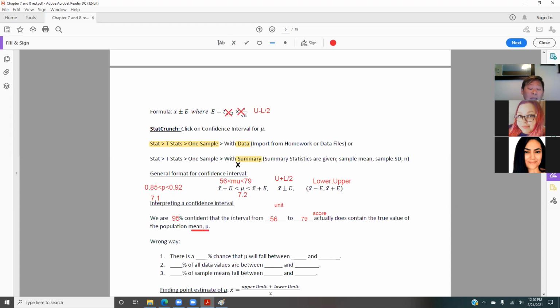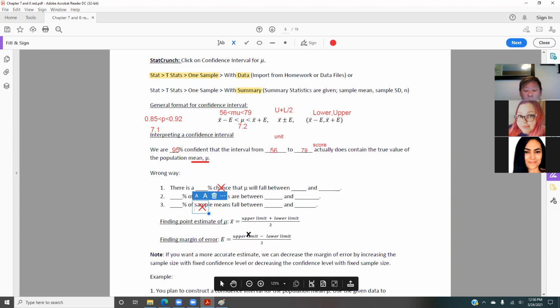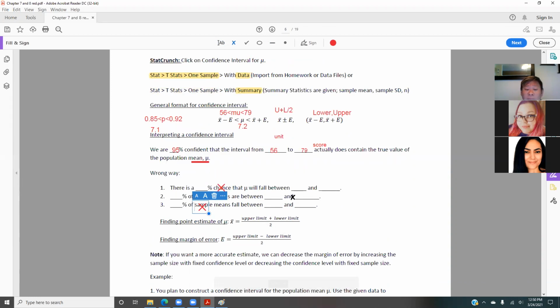And again, these are the wrong way to do it. You don't use the word chance. You don't use the word sample. So please don't. It's the same way to interpret it. So these are the upper and lower. We talked about this already, how you find your margin of error. You guys all right here?